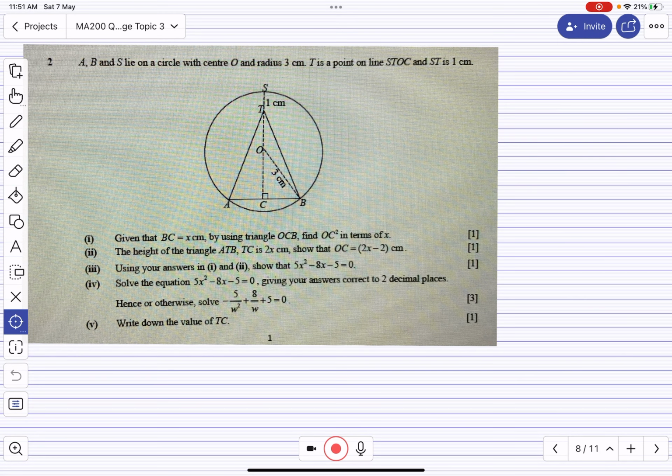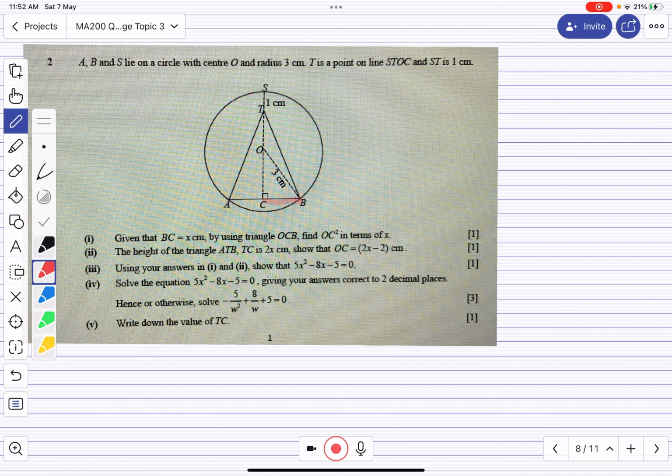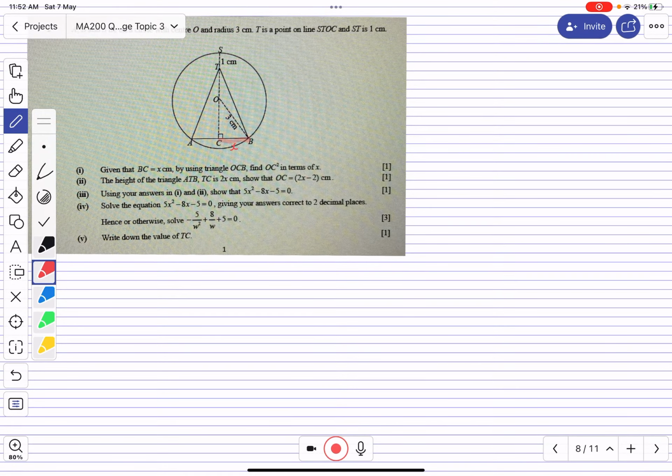So for this question, we have A, B, and S lying on a circle with center O and radius 3. T is a point on the straight line SOC and ST is equal to 1. I'm given that BC is x cm over here. I will need to find OC squared in terms of x. Now, this question is not difficult.